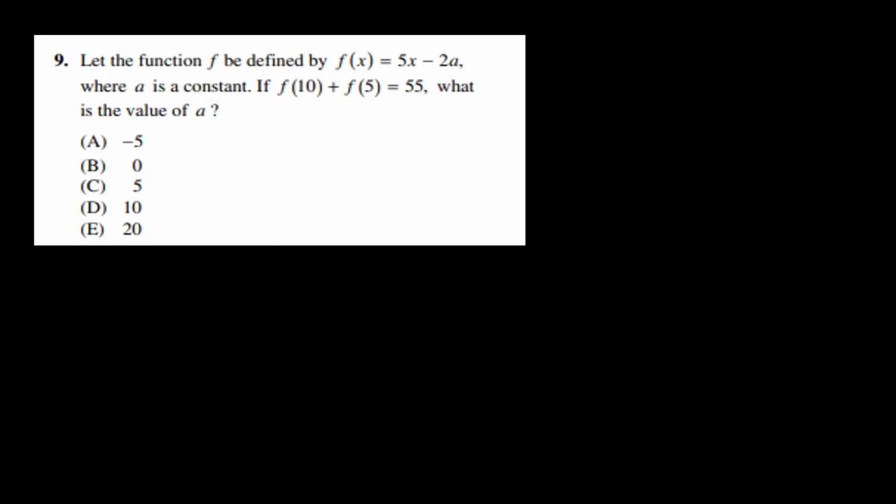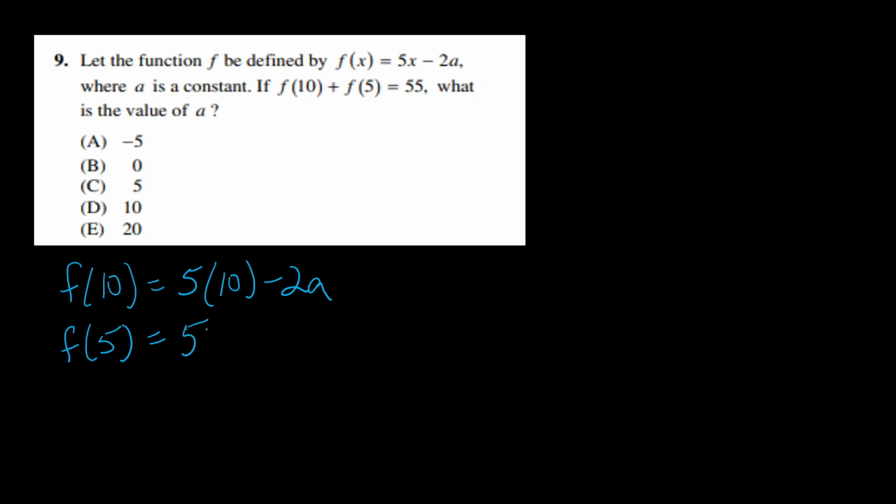Alright, let the function f be defined by f of x equals 5x minus 2a, where a is a constant. If f of 10 plus f of 5 equals 55, what is the value of a? Okay, so the first thing I'm going to do is find f of 10 and f of 5. f of 10 is going to be 5 times 10 minus 2a. f of 5 is going to be 5 times 5 minus 2a. And we just need to add them together and make it equal 55.